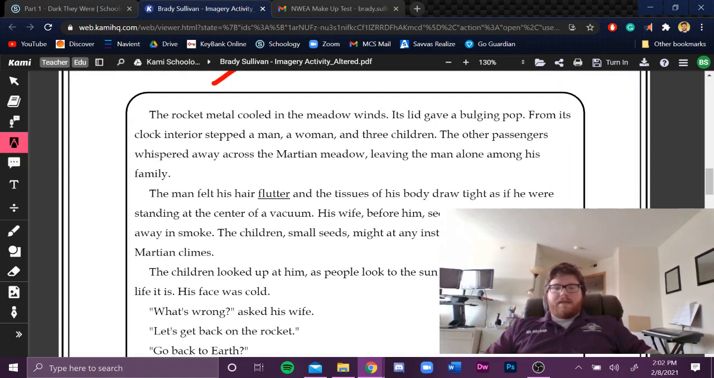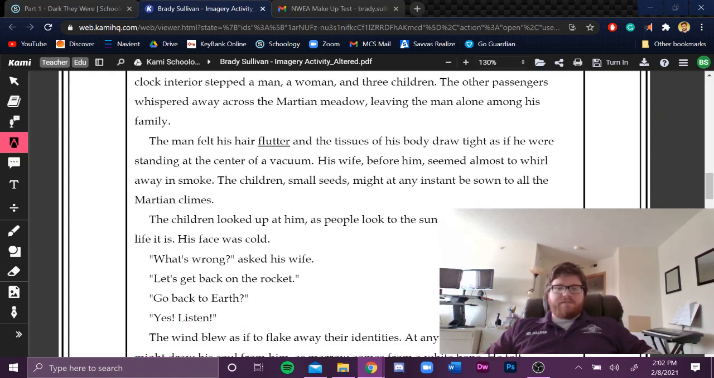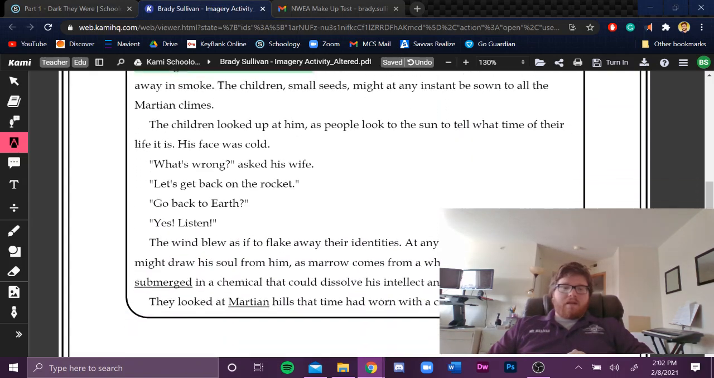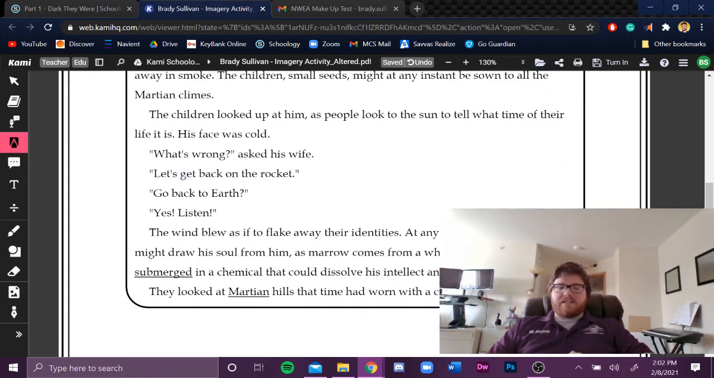So if we start back from the beginning, they're landing on an alien planet. They're landing on Mars to move to their new home. And as soon as he steps out, he feels this strange sensation, as if he were standing in the center of a vacuum. His skin is crawling all over him. And he says to his wife, let's go back. Go back to Earth. Those are part of the first things that tell us that this is a creepy, spooky, mysterious story, that they want to go home.